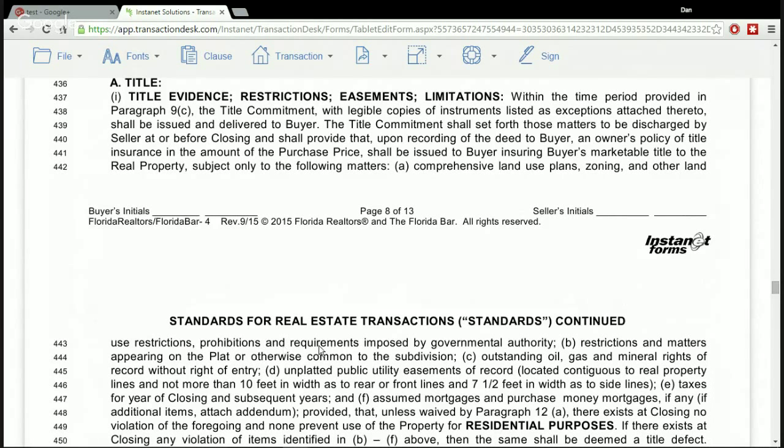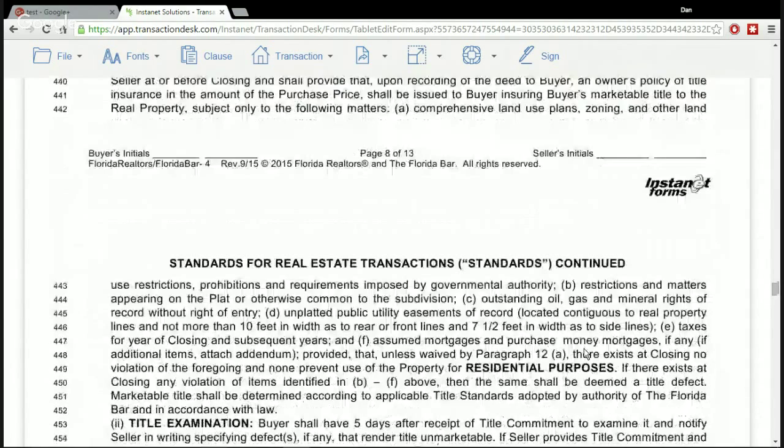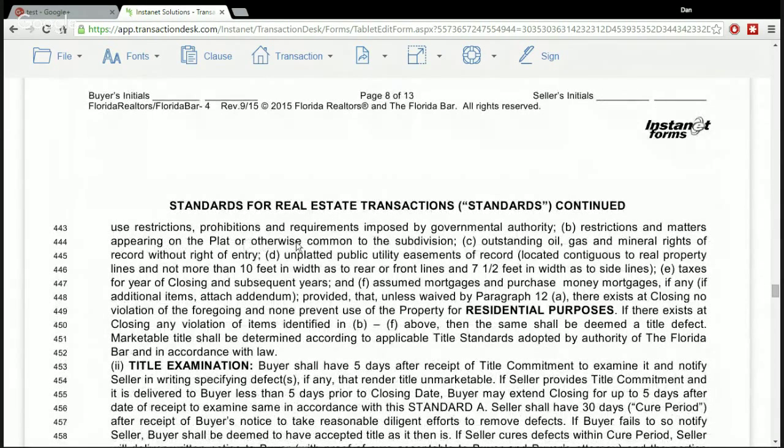prohibitions and requirements imposed by government authorities, restrictions and matters appearing on the plat or otherwise common to the subdivision, outstanding oil, gas, or mineral rights of record without right of entry, unplatted public utility easements of record, and some stuff about utility easements. This is basically just saying the exceptions that your owner's title policy wouldn't cover.